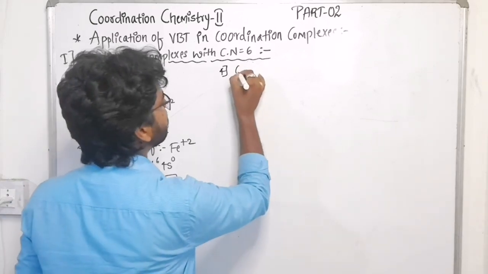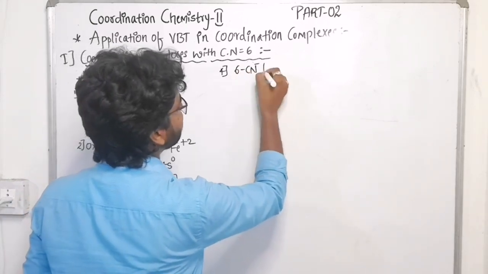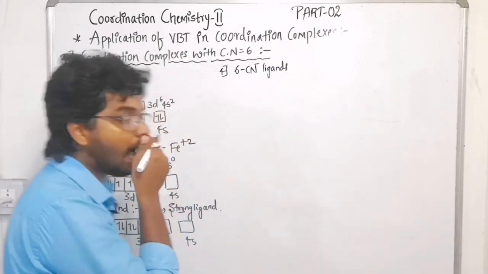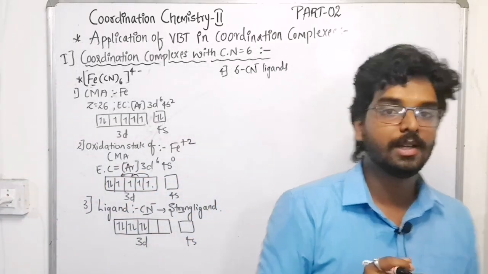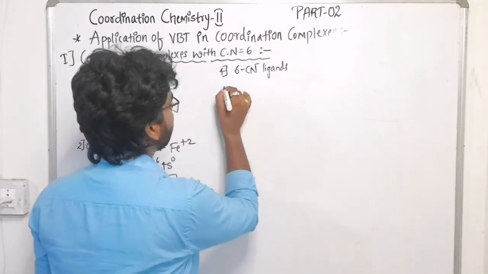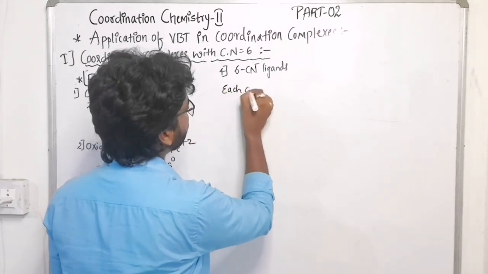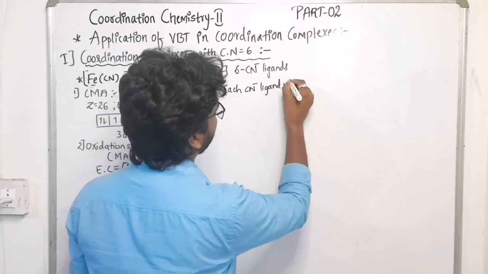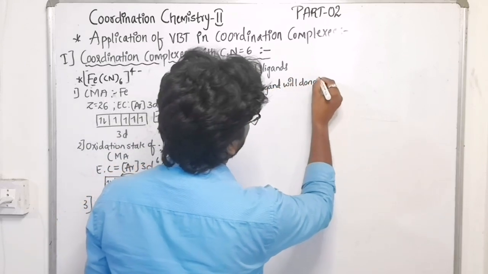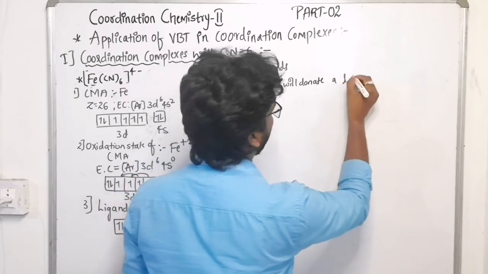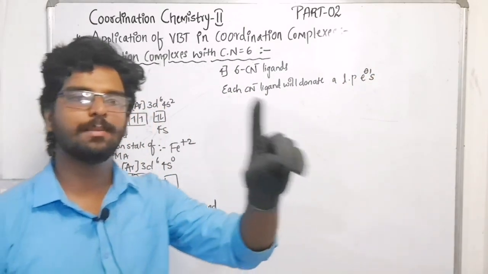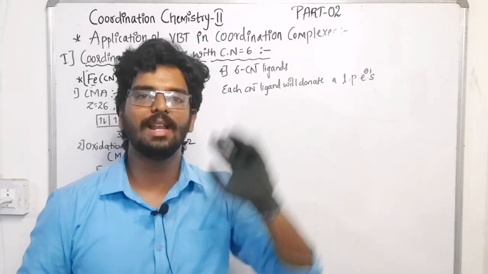So 6 CN minus ligands are present. How many ligands are there? There are 6 CN minus ligands. So that means each CN minus ligand will donate a lone pair of electrons. So one CN minus ligand gives one lone pair of electrons.